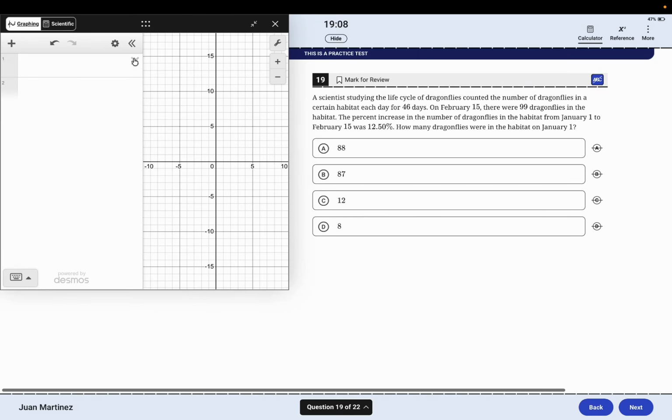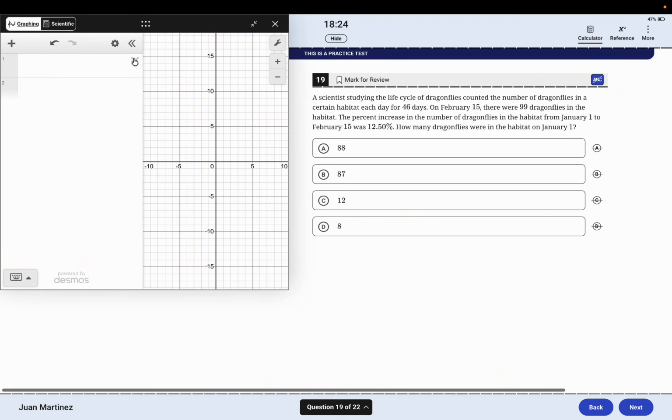So, a scientist studying the life cycle of dragonflies counted the number of dragonflies in a certain habitat each day for 46 days. On February 15th, there were 99 dragonflies in the habitat. The percentage increase in the number of dragonflies in the habitat from January 1st to February 15th was 12.5. How many dragonflies were in the habitat on January 1st? I didn't get any of that through my head, so let me read this again. Certain habitat each day for 46 days. February 15th, there was 99 dragonflies. A percent increase in the number of dragonflies from... Okay.